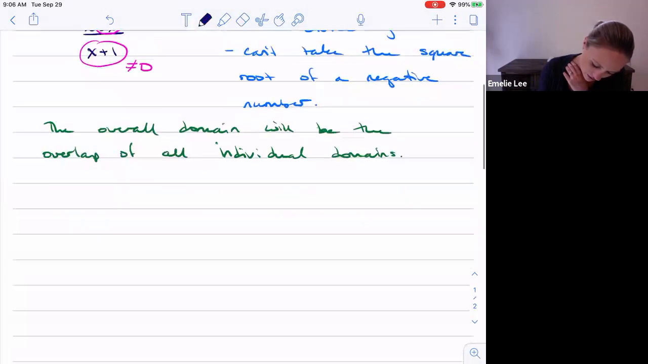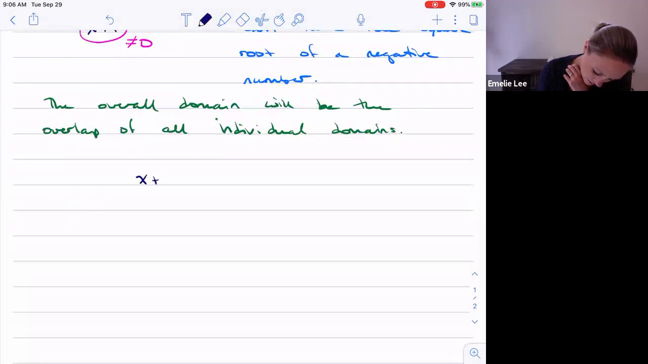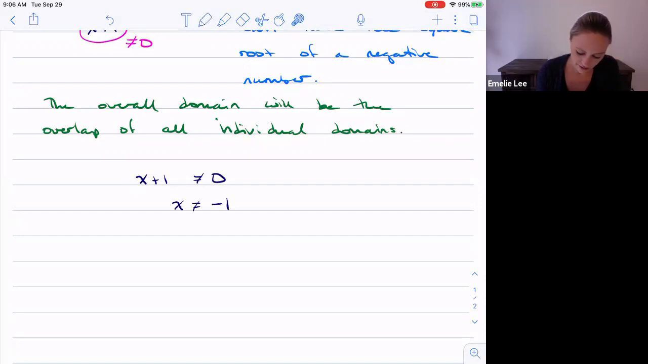First thing we have to do is make sure that x plus 1 does not equal 0. That's the same as saying x cannot be negative 1. Notice that all I'm doing is subtracting 1 from both sides. So x plus 1 minus 1 puts me at x, and 0 minus 1 puts me at negative 1.